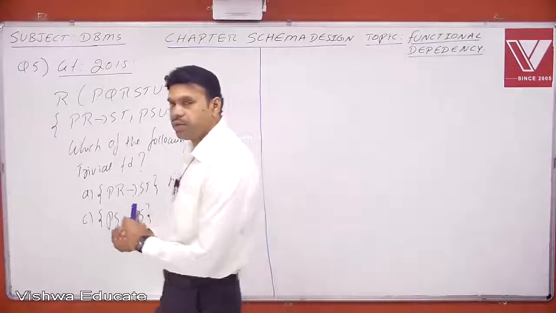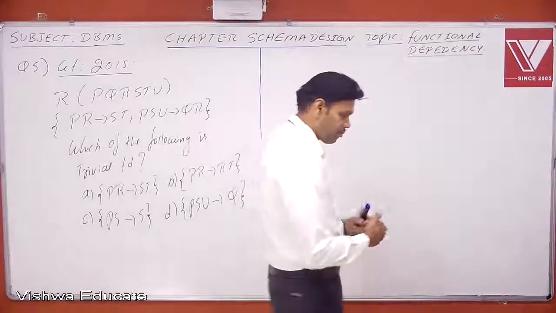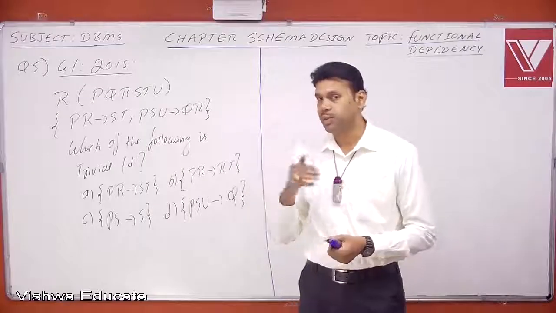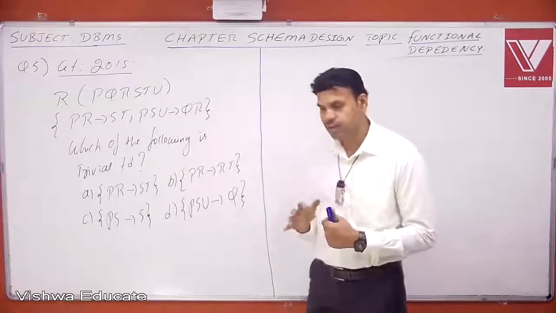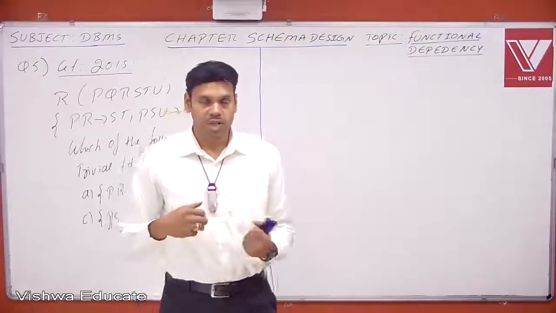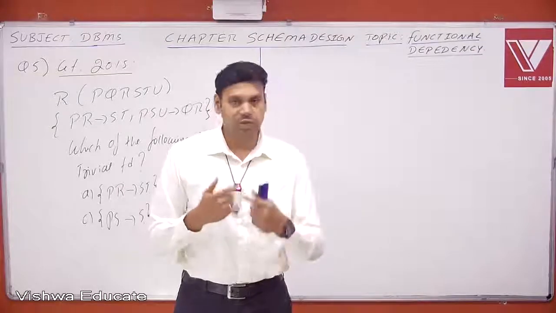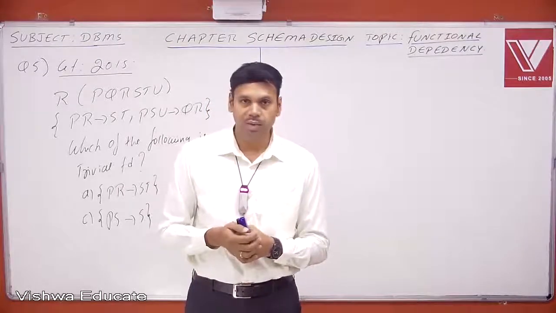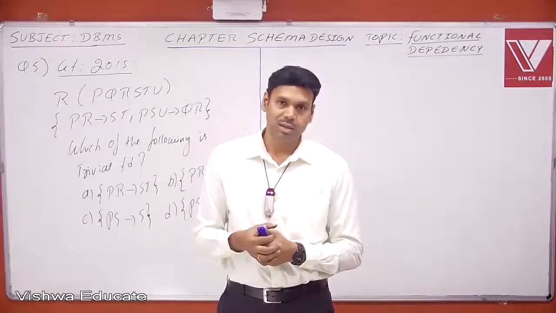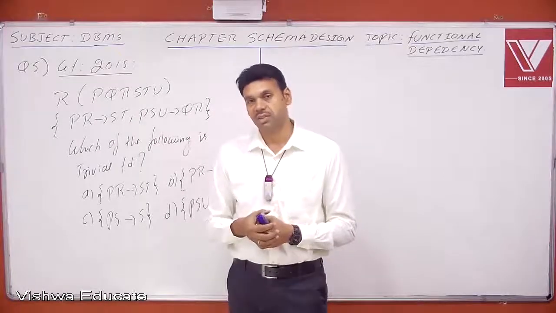As I told you how to identify trivial and non-trivial functional dependencies, that is, if RHS is a part of LHS, then it is automatically trivial, otherwise it is a non-trivial functional dependency. So apart from non-trivial and trivial, there is one more dependency called semi-non-trivial functional dependency. Otherwise, we can also call it a mixed functional dependency.